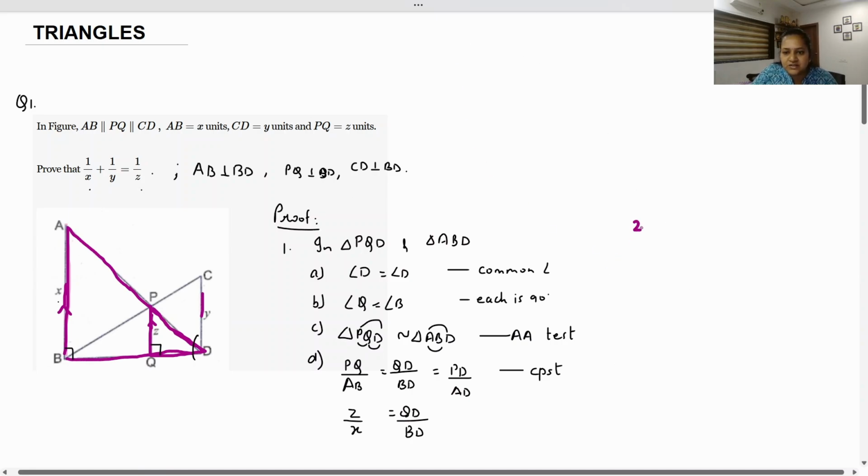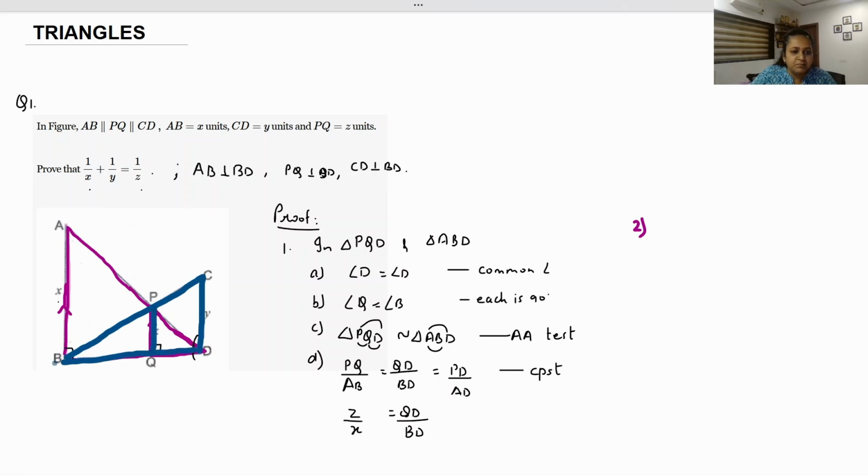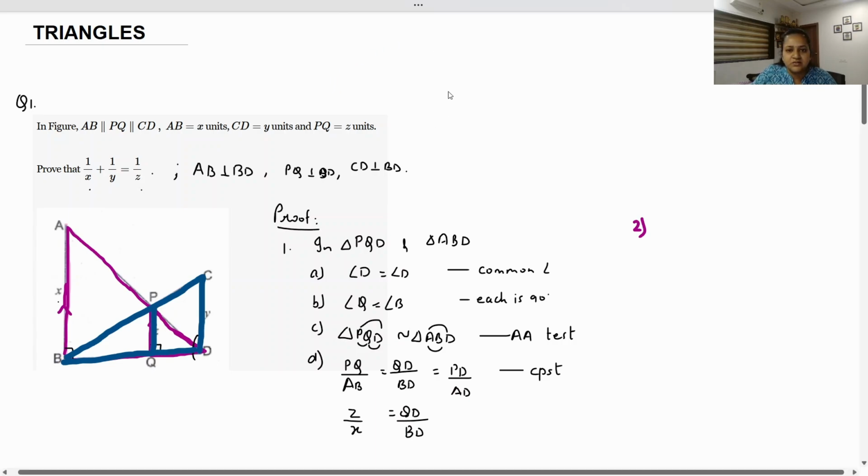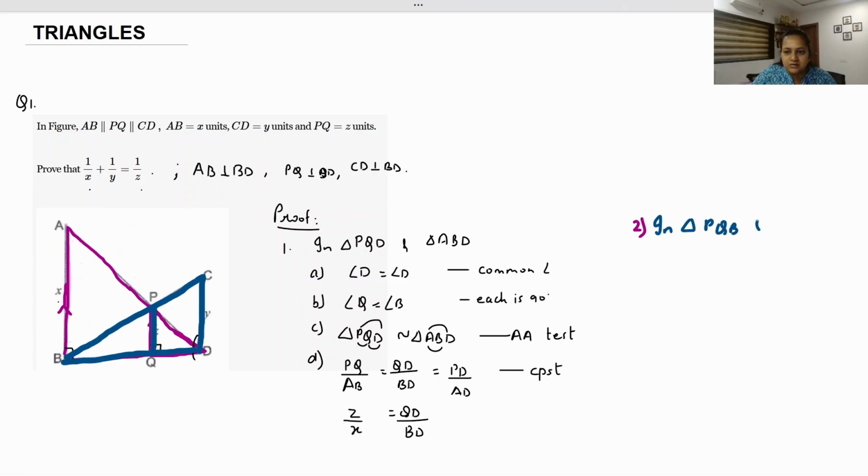Now we look at the second set of triangles. What will be the second set of triangles? We are looking at triangle PBQ and triangle CBD. We are looking at these two triangles now on the other side. So we'll write here, in triangle PQB and triangle CDB, the same way we wrote for the previous two triangles, PQD and ABD, we are going to prove here.